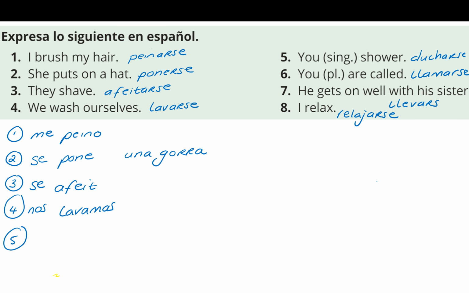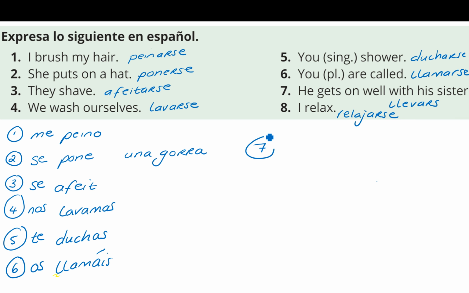Número cinco, you singular shower. Verb is ducharse. Okay, so take off the reflexive ending to the verb, and I add in the correct reflexive pronoun, which is te. Take off my AR: duchas, because it's an AR verb. Número seis, you, plural, are called. Llamarse, take off my se. You, plural, is vosotros, which is os. Llamáis is the ending for that.